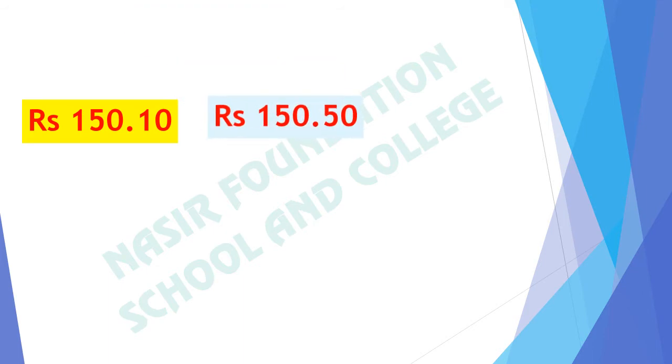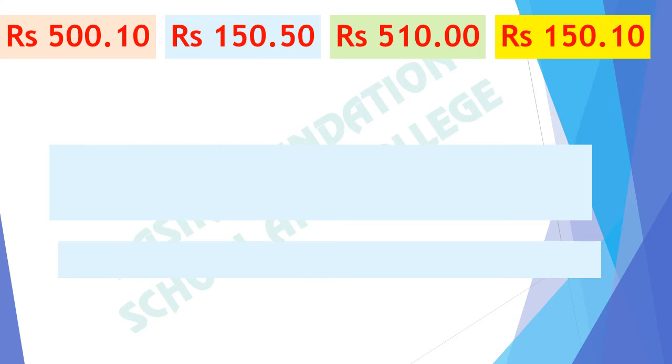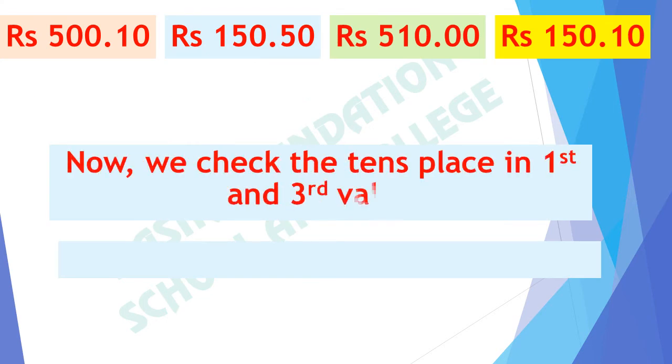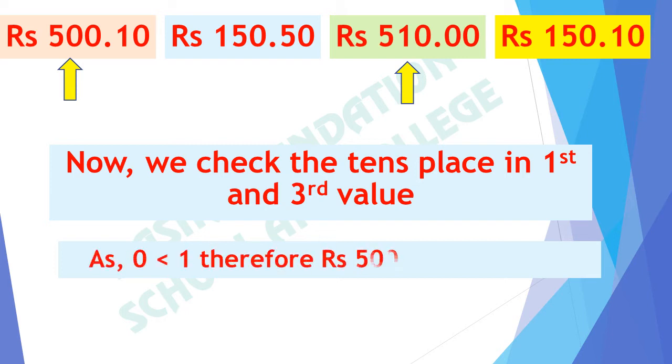And then the next amount is 150 rupees and 50 paisas. Now we check the digit that is in tens place in first and third value. In first and third value there is 0 and 1. As 0 is less than 1, therefore 500 rupees and 10 paisas is less than 510 rupees.